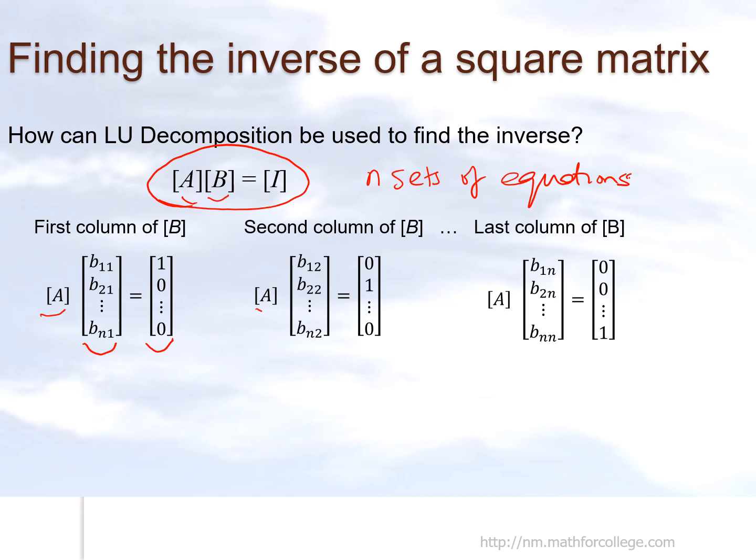The A matrix multiplied by the second column of the inverse matrix will be equal to the second column of the identity matrix. And if we continue to do this, if we go to the last column, the A matrix multiplied by the last column of the inverse matrix would be equal to the last column of the identity matrix.